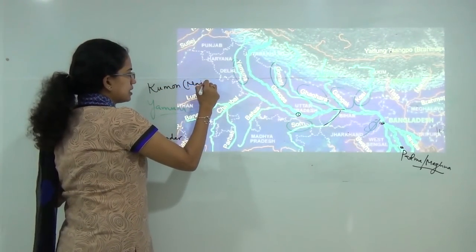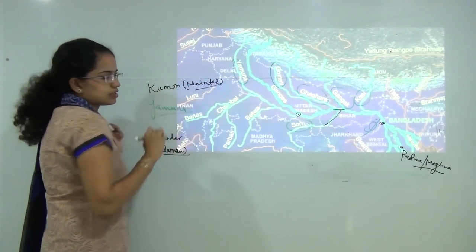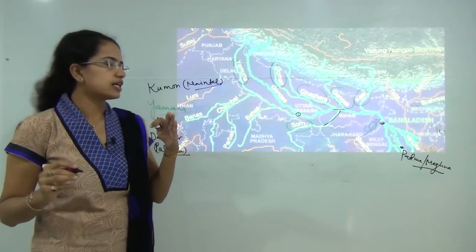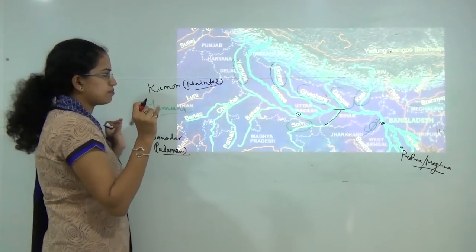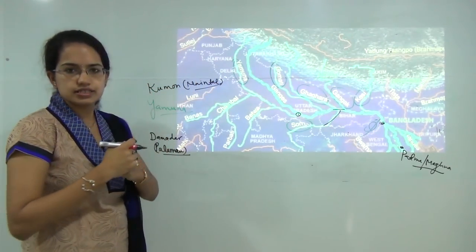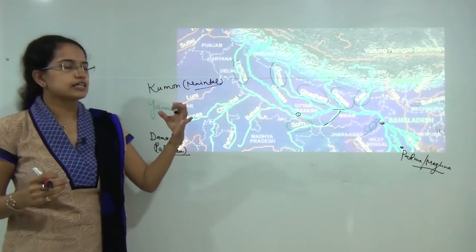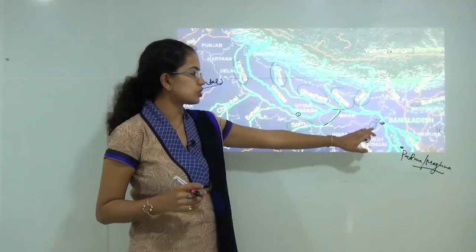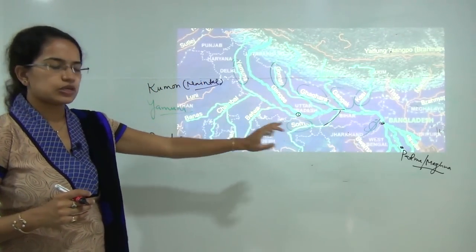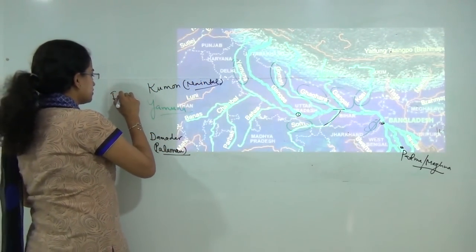Kumaon, that's Nainital. Now Ram Ganga joins Ganga near Farukabad. So the place where these rivers meet Ganga is really important. And finally, the region where they are joining. It would be joining at Bhagirathi Hooghly Delta, and it joins near Farukabad.